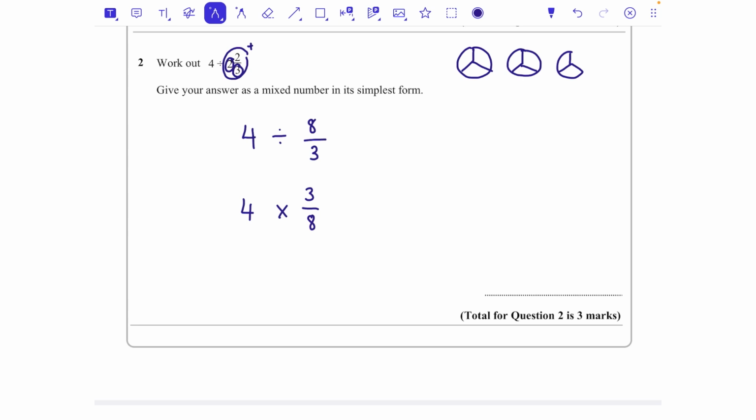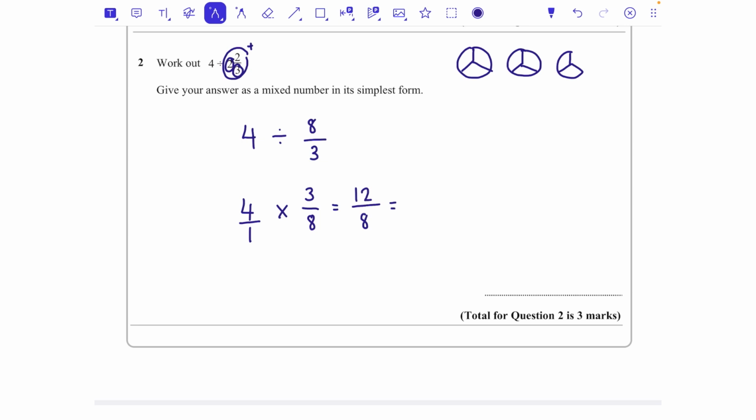Now this is a little bit tricky because we've got that integer, that whole number. So you might find it helpful to make it 4/1. 4/1 is the same as 4. So that's all good. And now we can just do what we would always do for multiplying fractions, and that is multiply the numerators together. So 4 times 3 is 12. And multiply the denominators together, so 1 times 8 is 8.